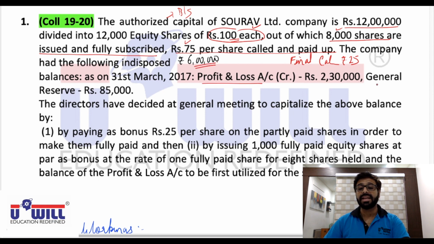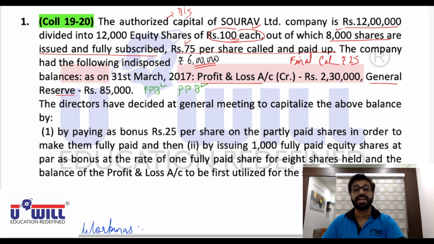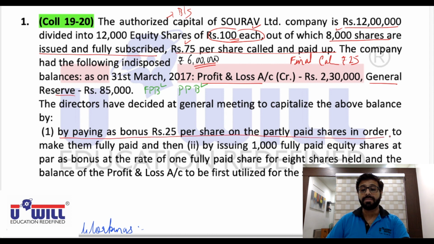Here we have only P&L account and general reserve, and both are revenue reserves. So both of them can be used for fully paid bonus as well as partly paid bonus. We don't have any capital redemption reserve and security premium here, so both can be used for fully paid and partly paid bonus. The directors have decided at general meeting to capitalize the above balances, first by paying 25 rupees per share on partly paid shares in order to make them fully paid.